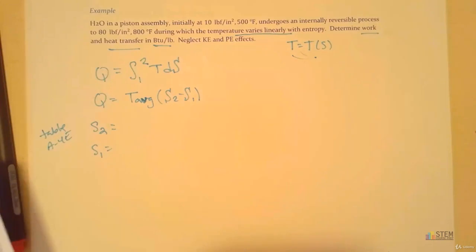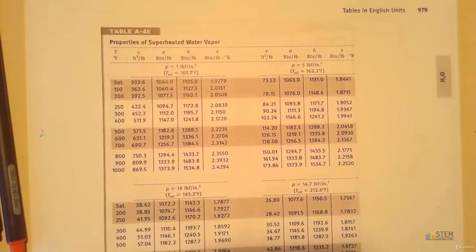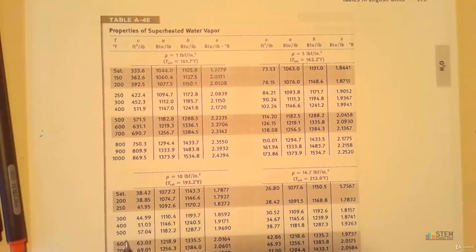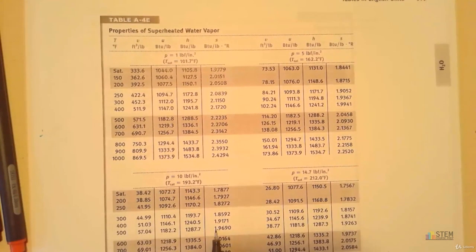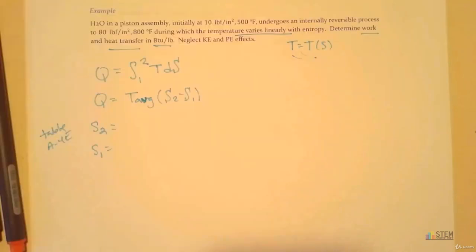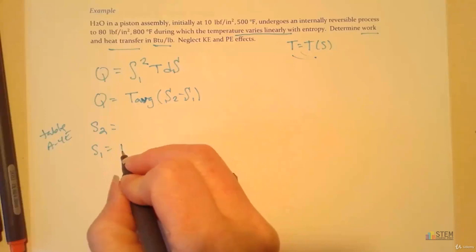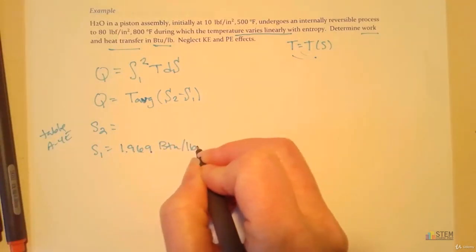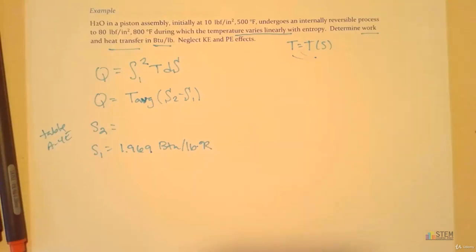So we have pressure of 10. So here are our superheated water. Pressure is 10. We are at a temperature of 500. We want S. That's over here. So 1.969 is what we get. That was for our initial one, so we'll put that right here. Units, BTU per pound degree Rankine. Then we do the same thing for the second state. I wrote these backwards, but that's okay.